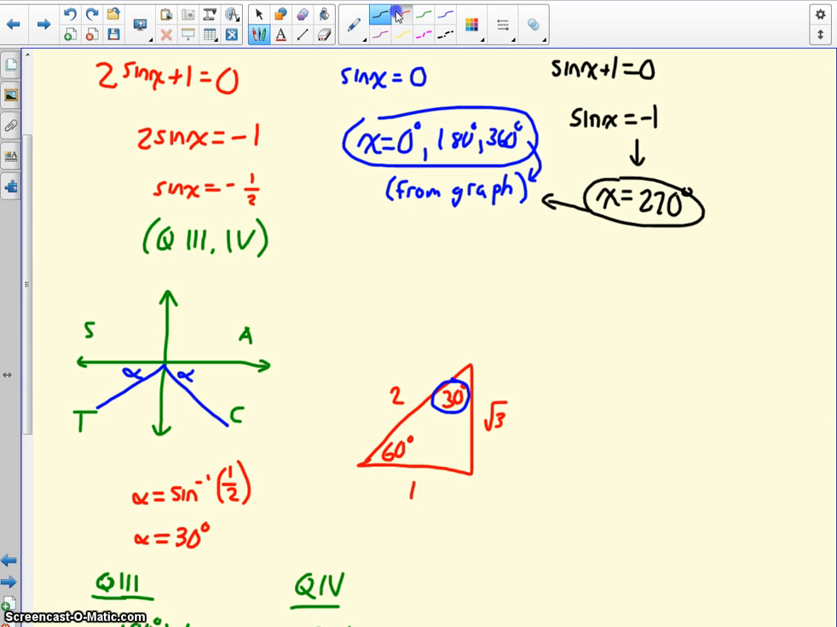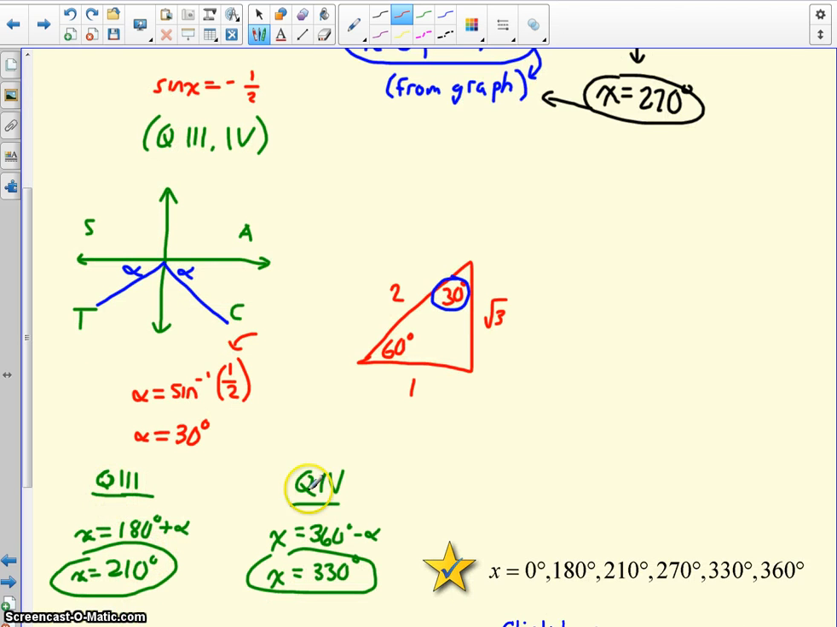Now, because I want this exactly, we should recognize that the sine ratio of 1/2 occurs in one of our special triangles, the 30, 60, 90 triangle. If I look inside this triangle, the sine ratio is 1/2, opposite over hypotenuse, when my angle is 30 degrees. So that will give me an alpha of 30 degrees. I can look in quadrant 3 and quadrant 4 then to find my 2 answers. In quadrant 3, x is 180 degrees plus alpha, and in quadrant 4, x is 360 degrees minus alpha. So I get 210 and 330. So that accounts for 2 of my answers. Okay, and we get a whole bunch more.